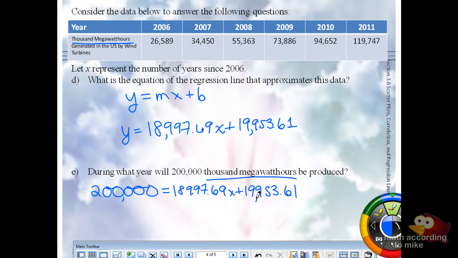No. By saying during what year, that means find X. Is that okay? How are you going to solve for X? Subtract the 19,000 number, and then what? Divide by the 18,000 number. Good. If you would, please do so. Do not round this number. I got X to be approximately 9.48.